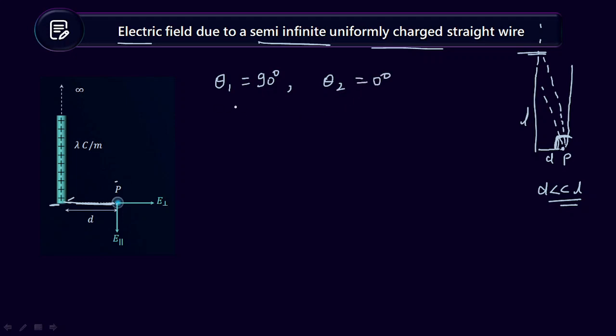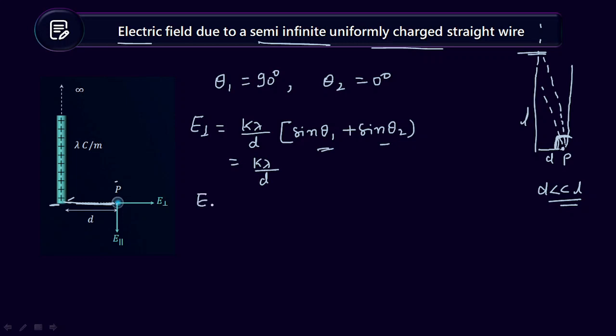0 degree, right? So now we have the formula E perpendicular equals K lambda by D (sine theta 1 plus sine theta 2). These are simple formulas you must be knowing. So we can put the values: sine 90 is how much? 1, sine 0 is 0. So we can write it is K lambda by D.